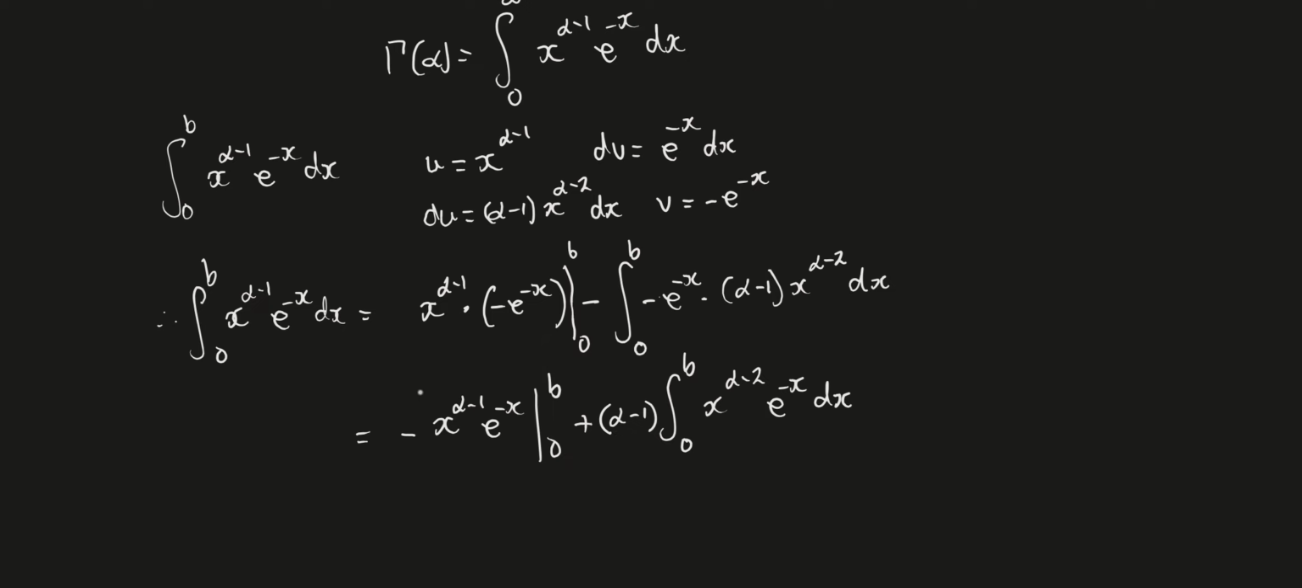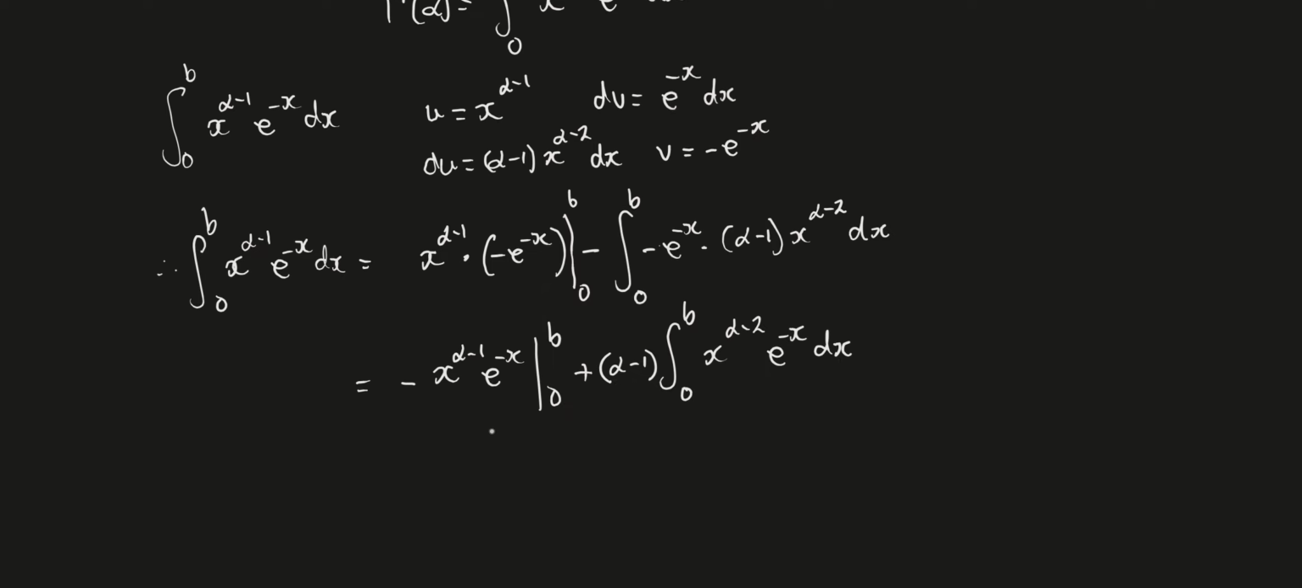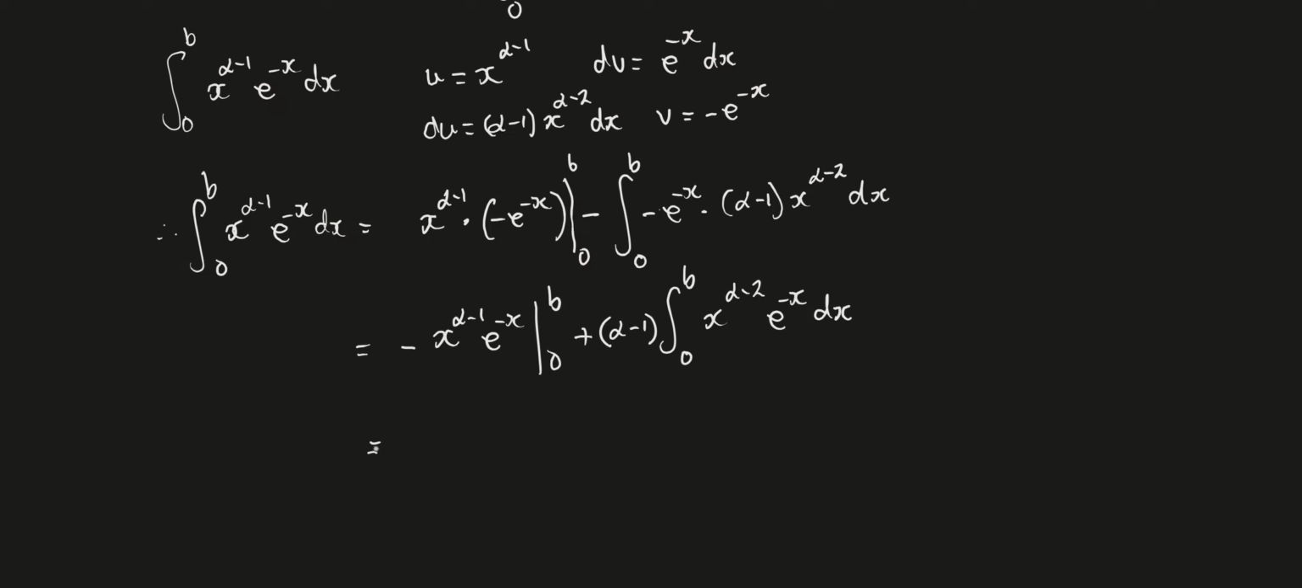And let's go ahead and evaluate this, right? So when I plug in my upper limit, I remember I'm plugging it in for x. X is my variable of integration here. Alpha is just a parameter, it's just a constant.